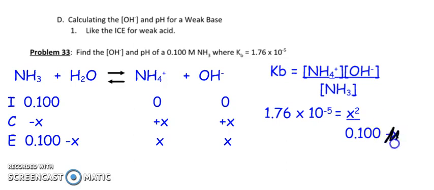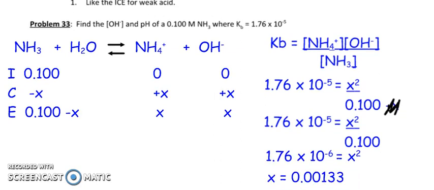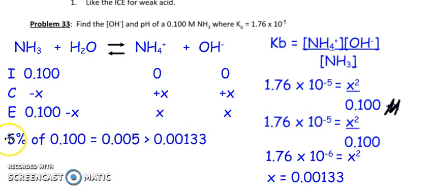Look what I can do right here. I can cross that minus x out. Just the minus x. So now I am left with this. After I crossed it out, I need to scooch this down a little bit. And so x squared, and if you do your math, I get 0.00133. What you should always do is go back and check your 5% rule. So 5% of my initial concentration of ammonia, which is 0.1, is 0.005, which is bigger than what my x value is, so I can keep going with the problem.